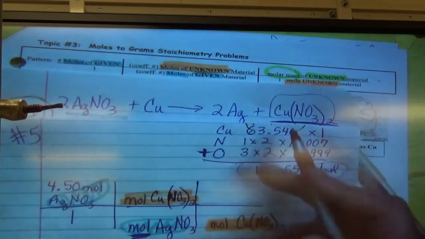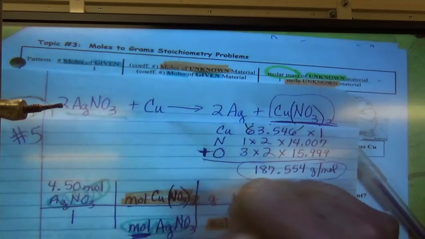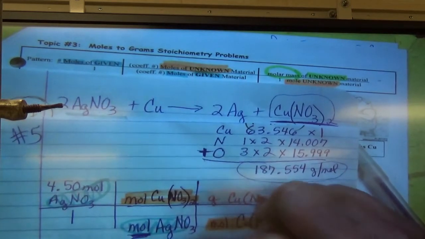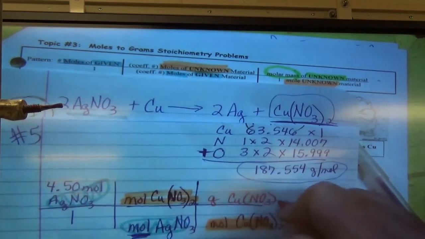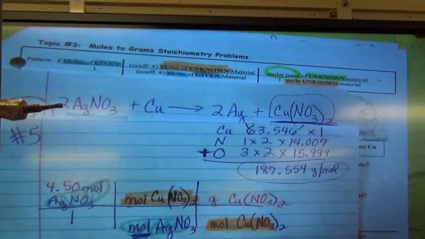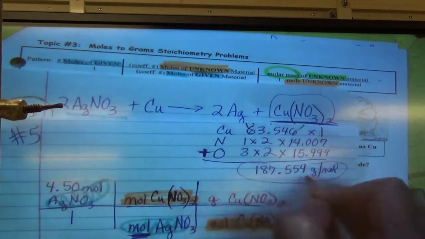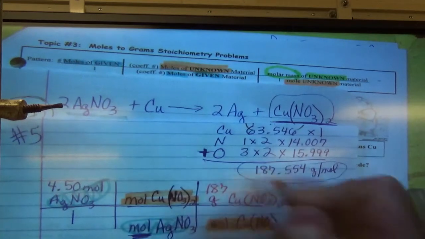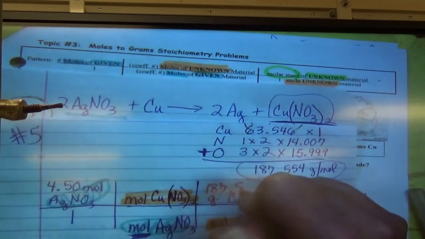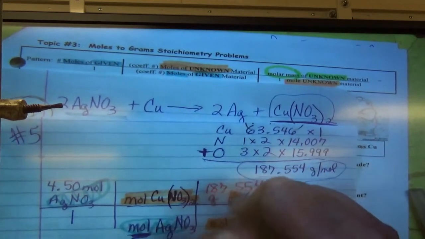So grams of our copper nitrate, copper 2 nitrate to be specific. We do not want copper 1 nitrate. And the mass we found was 187.554. I'm going to go ahead and write it down because we're ready to write numbers down anyway.